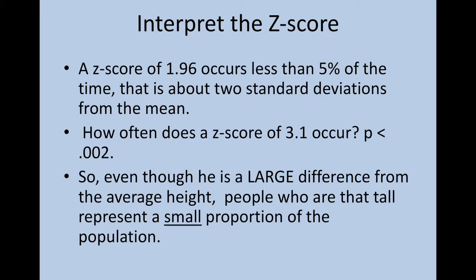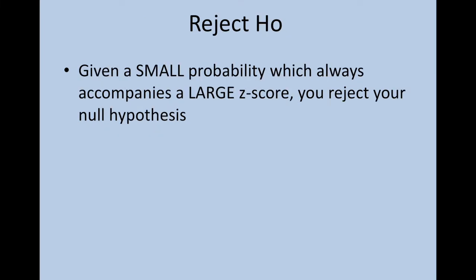So even though he is a large difference from the average height, people who are that tall represent a small proportion of the population. So got that? Large differences from the mean occur a small amount of times. Low probability. Rejecting null hypothesis. Given a small probability, which always accompanies a large z-score, you reject your null hypothesis. Your null hypothesis in this case is there is no difference from the mean.